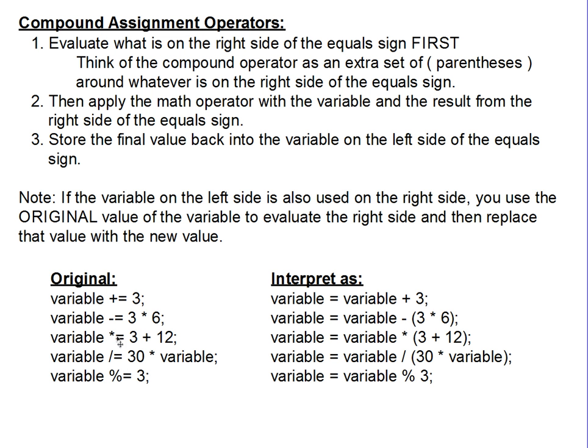And I can do it with variable times equals something, variable divide by equals, and here's an example where variable shows up on both sides. So if variable started out with a value of like 2, then this would say 2 divided by 30 times 2. So I'm going to do 30 times 2, which is 60, and then I would do 2 divided by 60, which would give me 0, and I'd store that back into my variable.